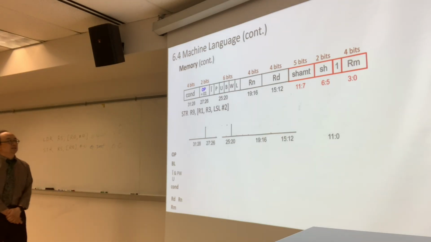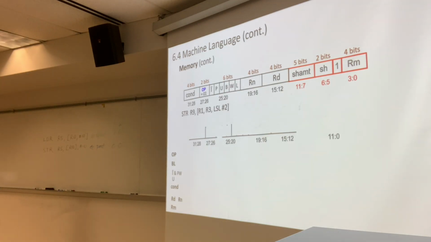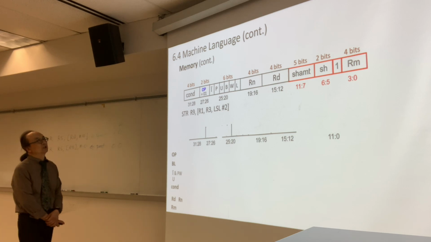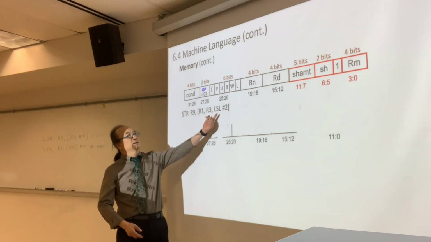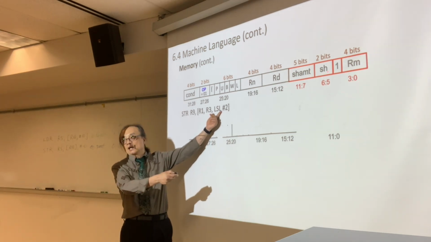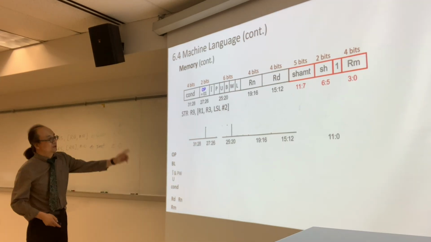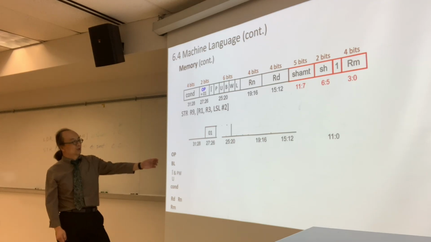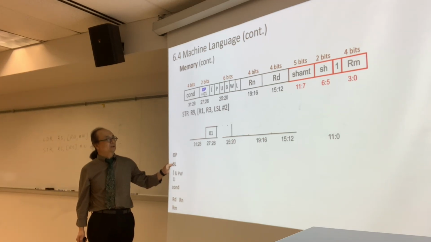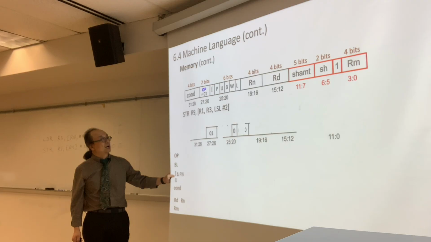Okay, now STR R9, R1, R3, LSL number 2. So this time we have LSL that'll give us SH, and then the shift amount, shamt, is going to be 2. So let's go through this. Opcode 0, 1. B, no. L, no. So it's 0, 0. I, no. So it's 1.